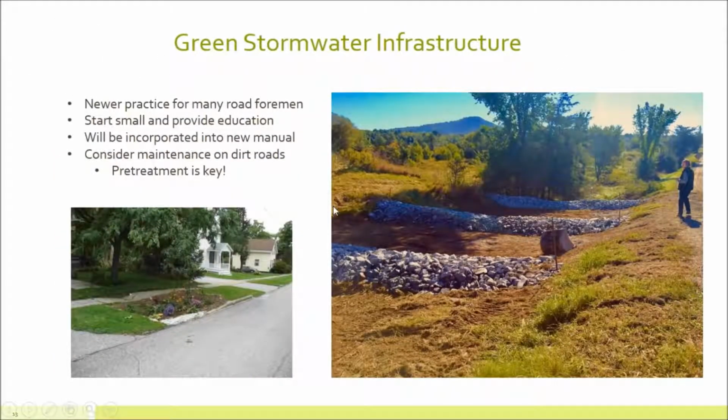Green stormwater infrastructure isn't something that's brand new for Vermont, but it's something a lot of our road foremen we find don't use a whole lot, so it's sort of a newer idea for a lot of them. A lot of them are trying to encourage the use of bioretention, rain gardens, those sorts of small items right now. We are hoping to incorporate it into a new Better Roads manual, which we are working on right now. We're hoping we'll have it out in the next couple of years here.